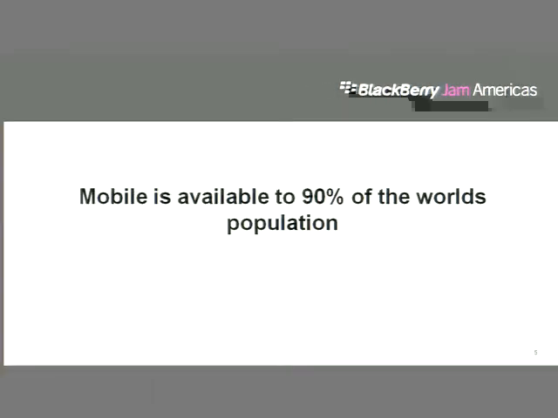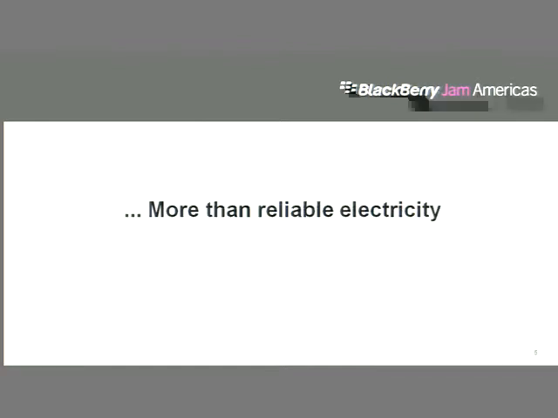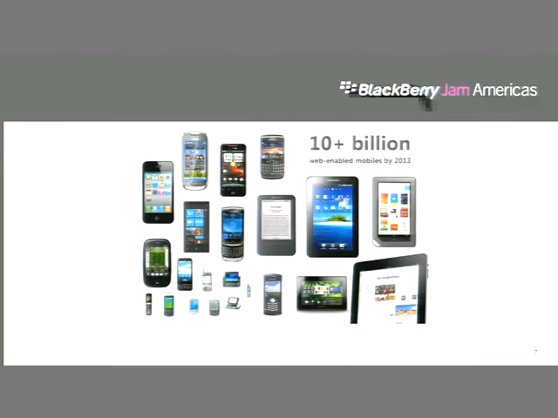When you look into the numbers, it's really amazing that mobile is available to a large portion of the world's population. The fun statistic is that it's actually available to more people than reliable electricity, which is a brain teaser when you think about it. And there'll be 10 billion mobile devices. Now, we're talking tablets, smartphones, and other hybrid mobile devices. But 10 billion units is going to absolutely dwarf any sort of hardware target device that we've ever seen in computing.